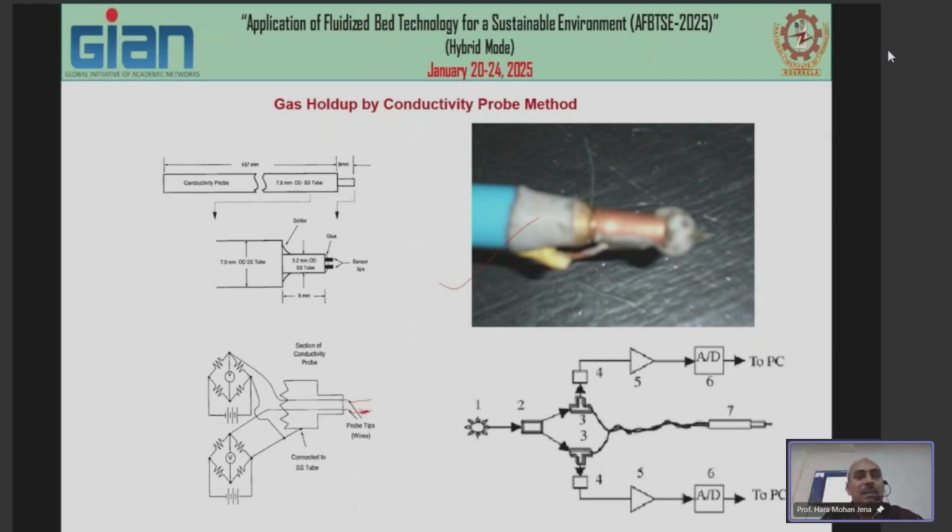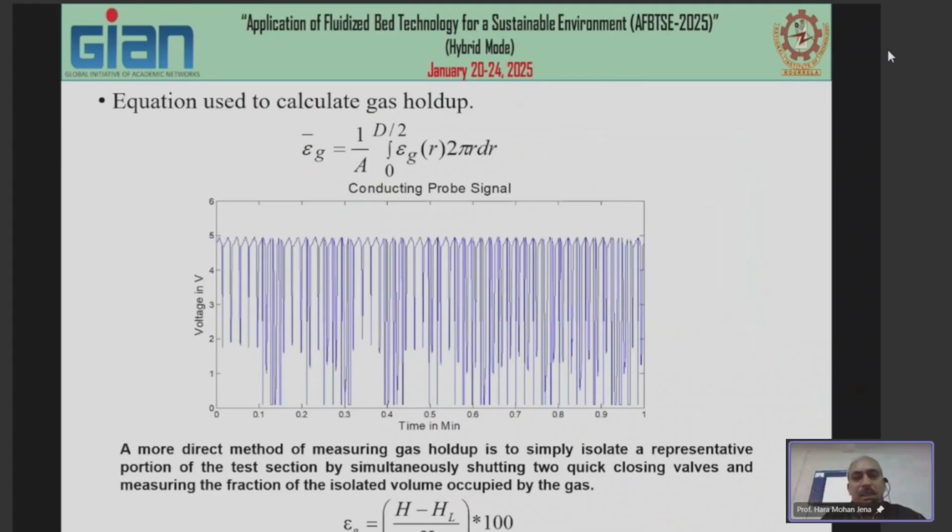If it is touching only one probe and not the other, that means the bubble size is smaller than the distance between the two probes, so size cannot be measured. But for a single probe, only when the gas is touching the probe will you get a different signal, and the signal transmission using this type of arrangement can be done. So as you see, the signal is captured here.